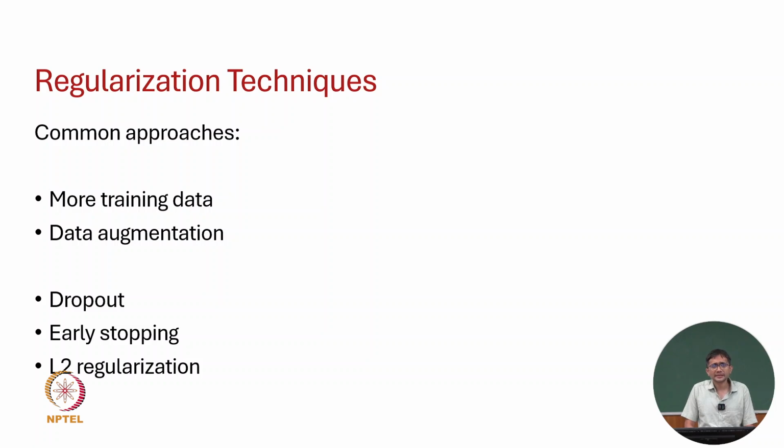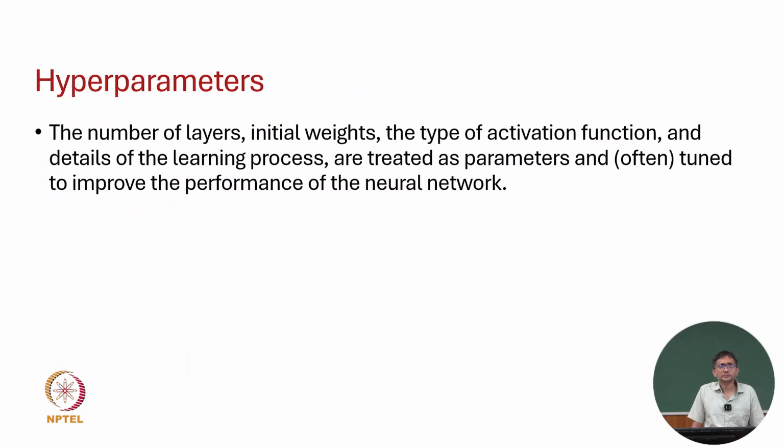Data augmentation is another possible regularization technique. So these two, training data and data augmentation, are of course more in the data world, whereas you can also do more in the network itself or the training strategy itself. So there comes dropout, one possibility, early stopping, one possibility, L2 regularization, one possibility. The number of layers, initial weights, the type of activation function, and the details of the learning process can all be treated as parameters, and they are often tuned to improve the performance of a neural network.